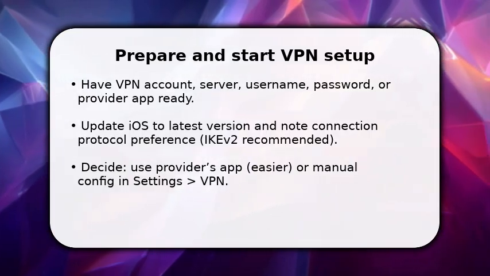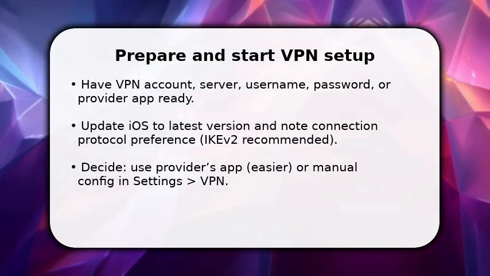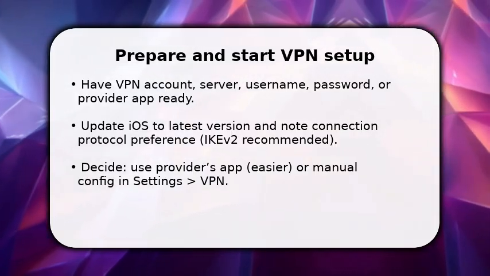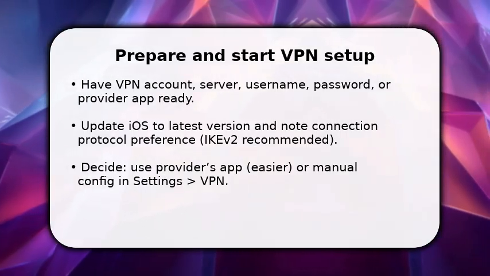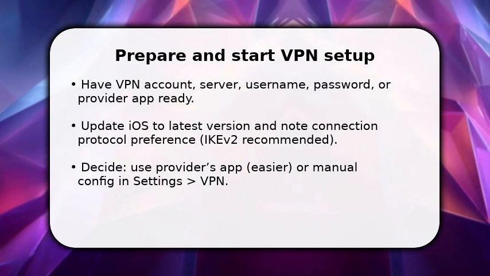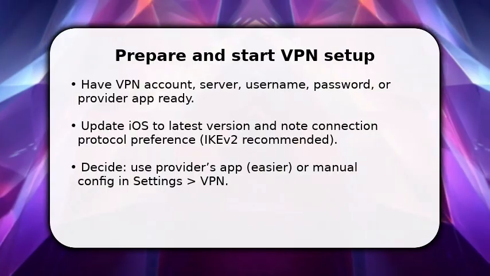Open Settings, tap General, then VPN and Device Management, and select Add VPN Configuration. You do this now because entering server, remote ID, and credentials early avoids interruptions later. Make sure you understand which protocol you'll use, since that affects stability and speed.